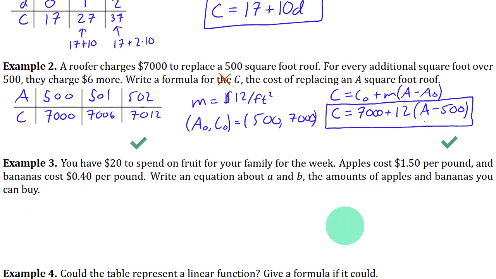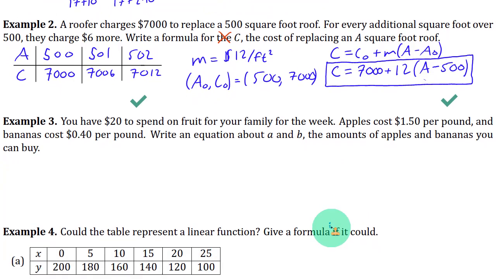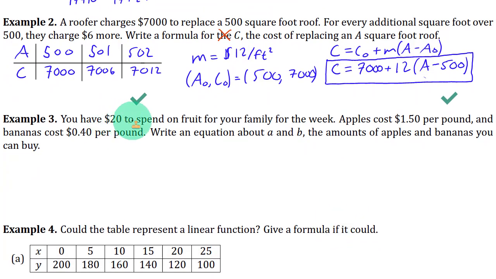Okay, so for example 3, we have the situation where there's $20 to spend on fruit for your family for the week. Trying to only go to the grocery store once a week so that you're social distancing because of coronavirus. Okay, so apples cost $1.50 a pound and bananas cost 40 cents per pound. Let's write an equation about A and B, the amounts of apples and bananas you can buy.